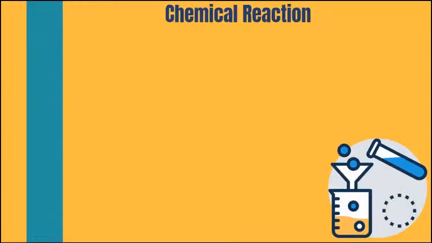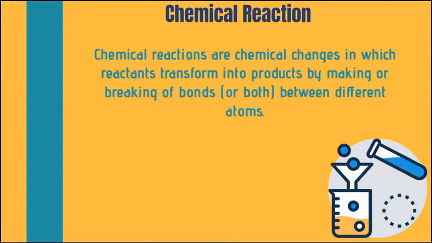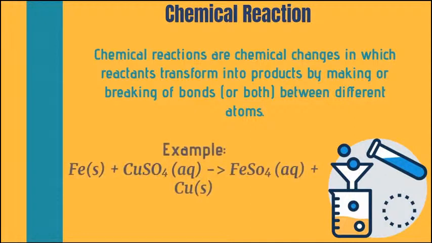Okay, so now let's see what a chemical reaction is. We can define a chemical reaction as a chemical change in which reactants transform into products by making or breaking of bonds between different atoms. It is as simple as that. One example of this, as we have seen before, is FeS plus CuSO4 giving FeSO4 plus Cu, which is a quick chemical reaction.